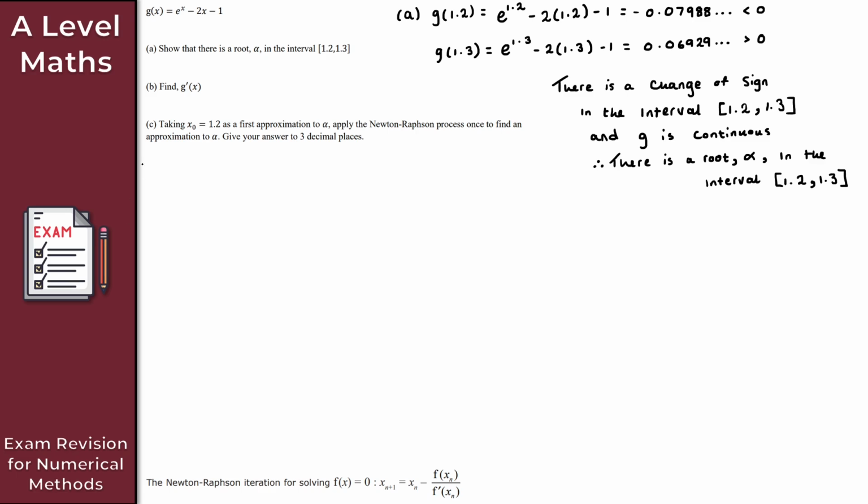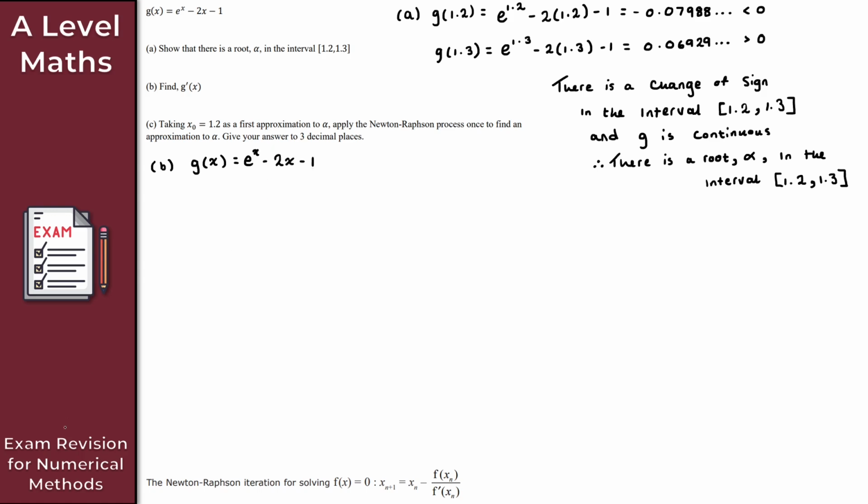So now for part B then. Again, also nice and easy here. All we want to do then is find g prime of x. So all we need to do then is differentiate g of x here with respect to x. So let's just begin here by writing down g of x. So g of x here is equal to e to the x minus 2x minus 1.